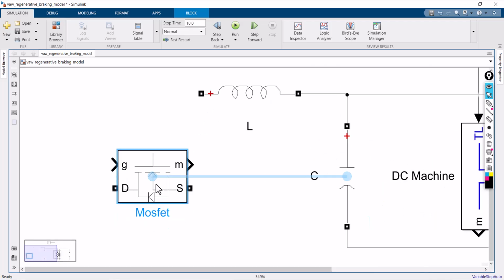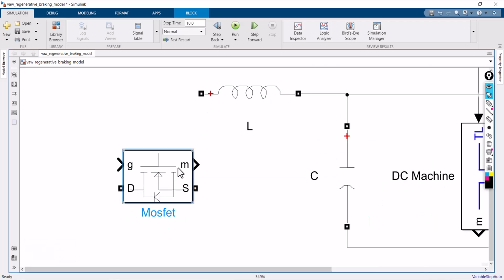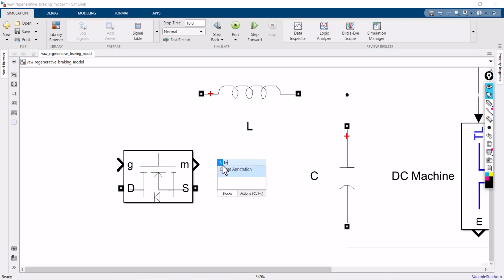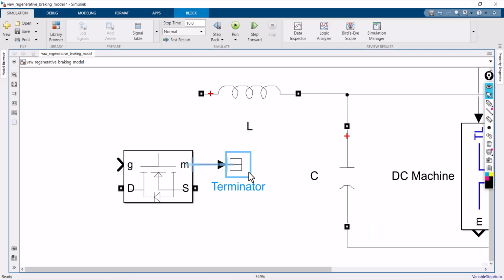In this MOSFET, it has 3 terminals and one more port called M. I don't want this M port. If you want to measure the current flowing through the switch or the voltage across the switch, you can use this M port. Otherwise, it is not necessary. You can disable it. There are 2 ways you can disable it. One is you can use the terminator block. If you use a terminator here, while executing the program, this M port won't throw any warning.